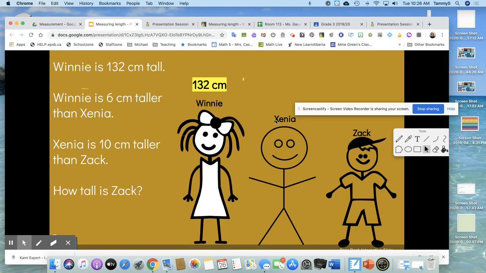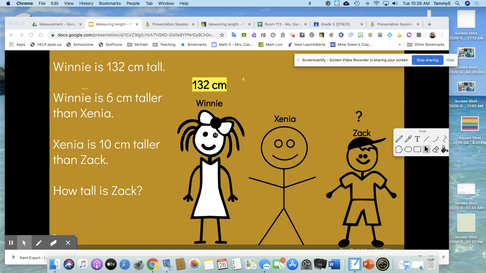So here's Xenia, and I'm going to have to say, okay, how do I figure that out? Winnie is taller than Xenia by 6 centimeters. So I think if I subtract 132 minus 6, I can get the height of Xenia. And so when I subtract 6, I get 126 centimeters for the height of Xenia.